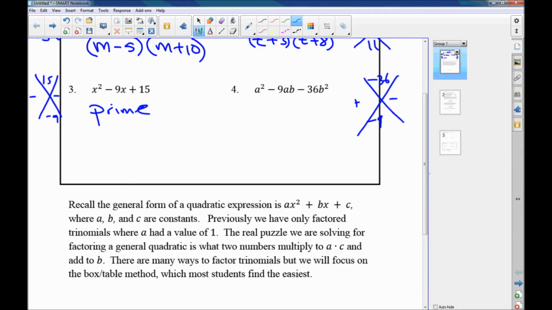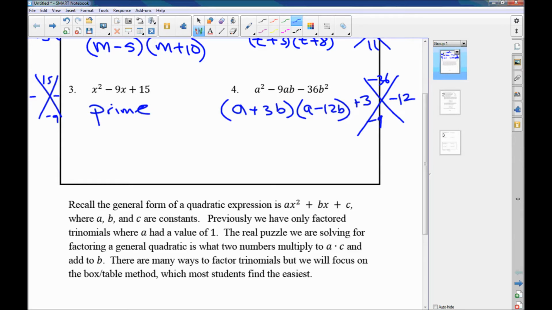So we could try 1 and 36. Well, that's not going to be 9 apart. 2 and 18 will not be 9 apart. 3 and 12 are 9 apart. So that'd be positive 3 and negative 12. So this is going to turn into a plus 3b. Don't forget to put the b at the end of both. And a minus 12b. All right, that completes the warm-up.